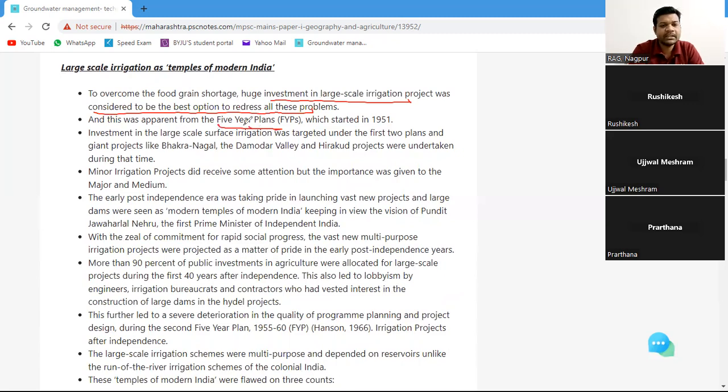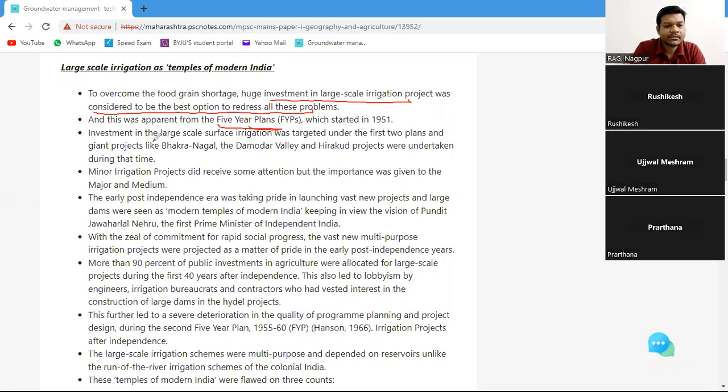This came from the 5-year plan. Earlier there used to be the Planning Commission. In 2015, the Planning Commission was demolished and Niti Aayog was established. Basically the work is the same, just the basic structure has been changed.